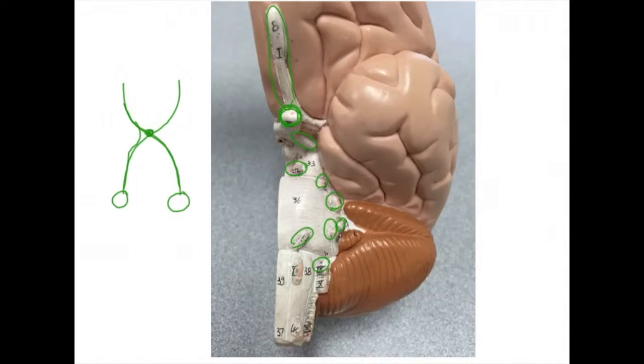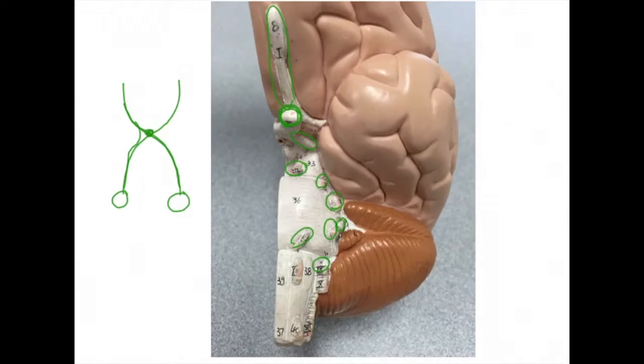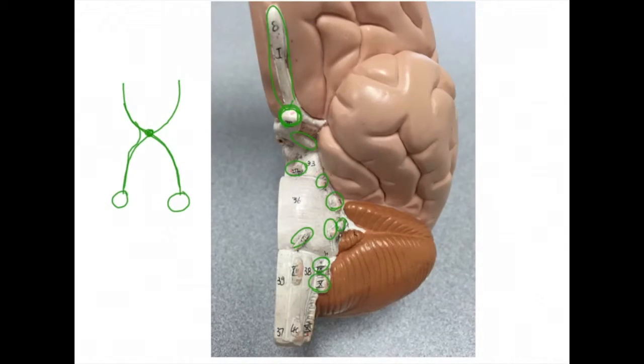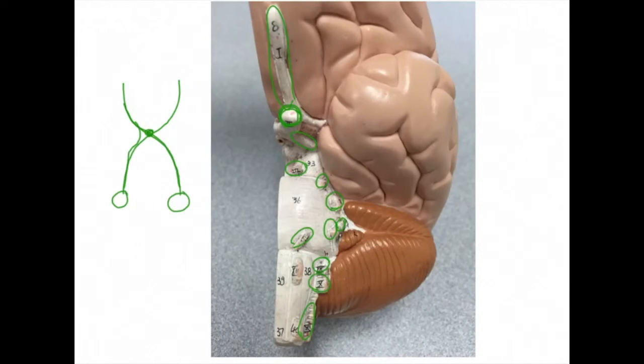Here is cranial nerve 9, also known as the glossopharyngeal nerve. Its sensory function is taste, and it also has some motor function. Here is cranial nerve 10, also known as the vagus nerve. Its sensory function is taste, and it also has motor function. Here is cranial nerve 11, also known as the accessory nerve. It does not have any sensory function, but it does have motor function. It innervates the sternocleidomastoid muscle and the trapezius muscle.